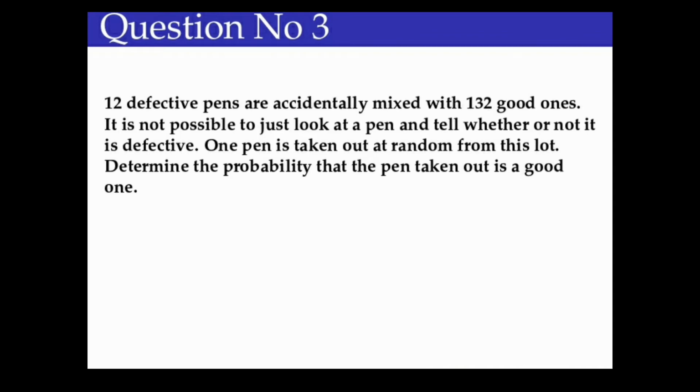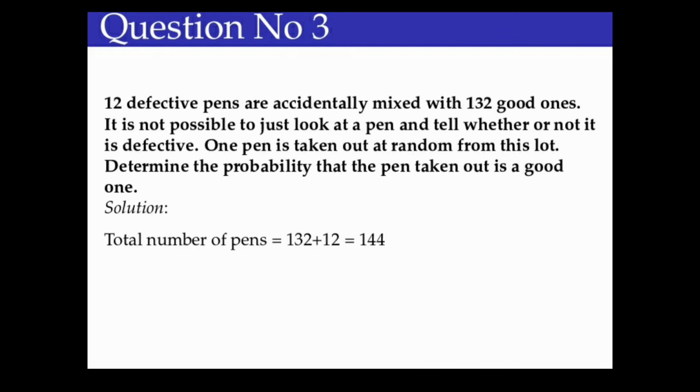That's the experiment. Now what is the total number of possible outcomes? It is nothing but the total number of pens, which is 132 plus 12, which is equal to 144. And why is so? Because when you are taking out one pen from the lot, that pen can be a defective pen, or it can be a good pen. So total 12 defective pens are there and 132 good pens are there. So that's why the total number of possible outcomes is 144.